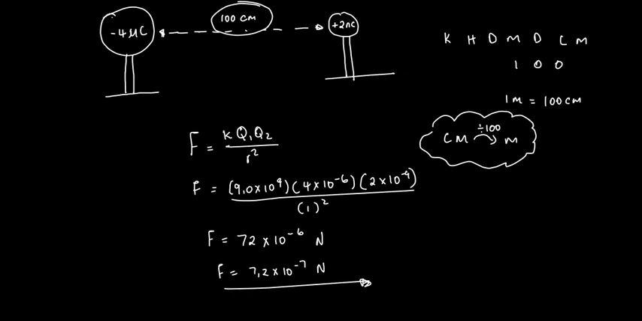But wait a minute. What if we actually say, okay, we have these 3 micro coulomb, and then we have this one here, negative 6 nano coulomb, and then we say we have a third one, which is a 5 micro coulomb, and this is negatively charged, and then this is positively charged.